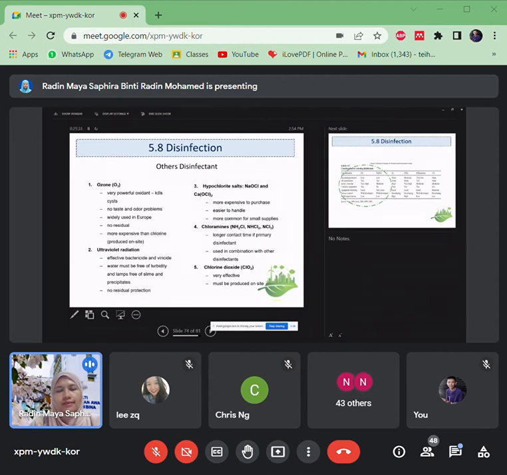So there are other disinfectants like ozone. Ozone is okay, but the stability is not really stable like chlorine, because it lasts just a very short time. UV is okay, but the water must be very free of turbidity, and it's quite costly. The others are also quite expensive in terms of cost. So chlorine is the common one used in Malaysia for our water treatment plants. Yeah.